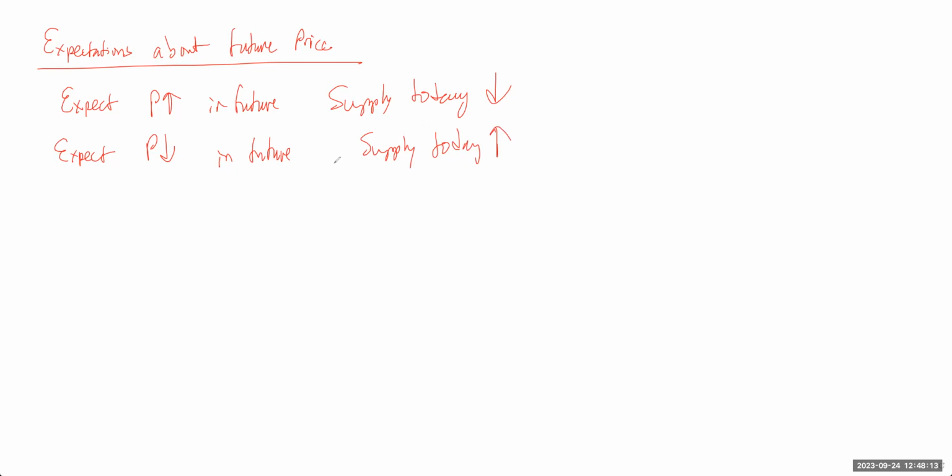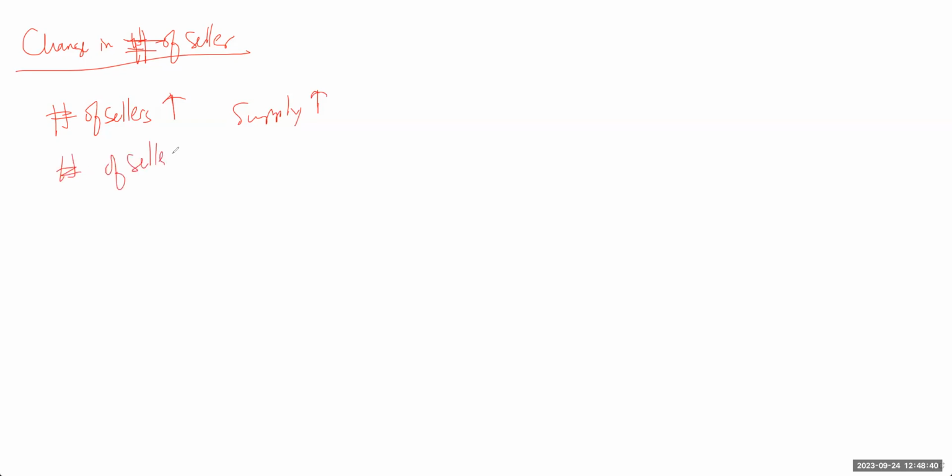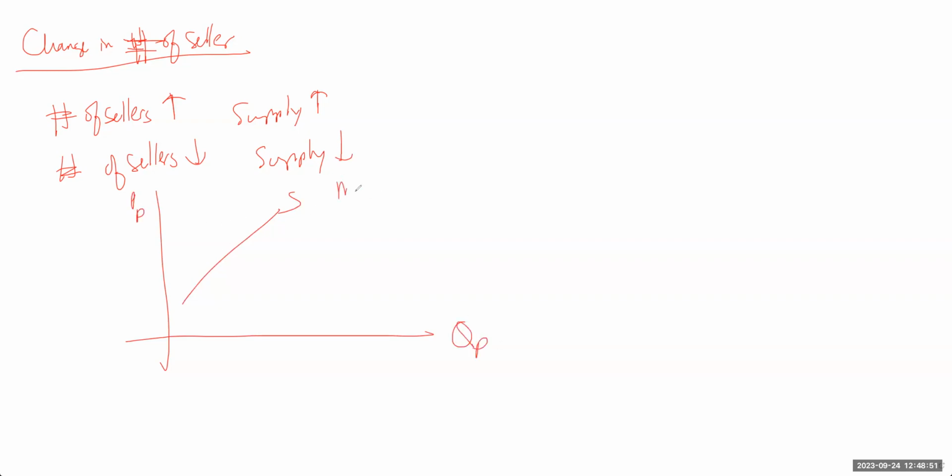Okay, the last one here is change in the number of sellers. This is the pound sign or number sign: number of sellers. If the number of sellers increases, supply increases. If the number of sellers decreases, supply decreases. Hopefully that makes sense. Here's the supply curve. Here's price of pizza, quantity of pizza. This is the market for pizza.